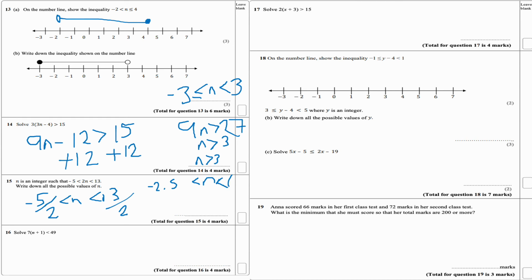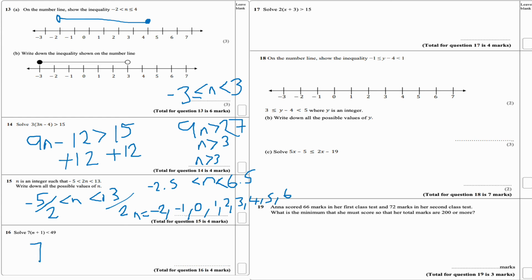Okay, so when it's in decimal, it's a bit easier to see. So n could equal -2 right the way to 6. Okay, -1, 0, 1, 2, 3, 4, 5, and 6. Okay, sorry if it's gone over the line. Question number 16. Solve this inequality.